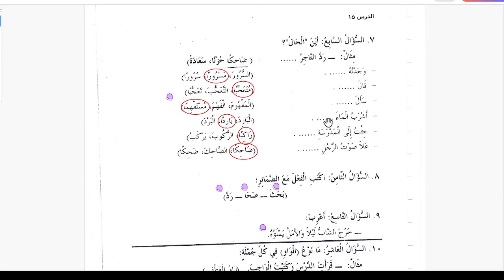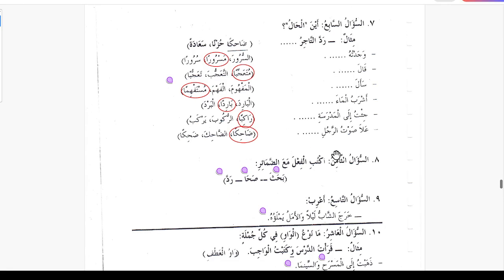Ashrabul ma baridan, I drink cold water. So baridan is the correct one. In what condition do I drink water? When it is cold. Jitu ilal madrasati rakiban, I came to the school riding, rakiban. Ala sautur rajulu, the voice of the man was raised, zahikan, in laughter. So these are the correct ones.